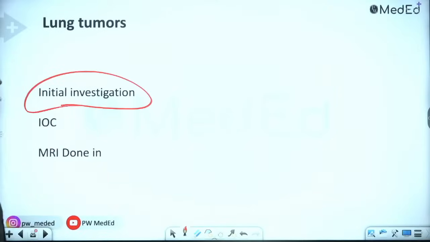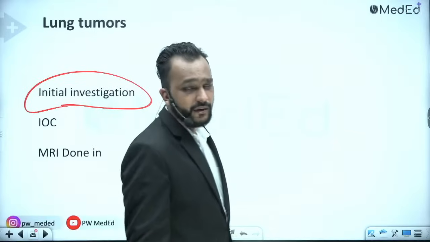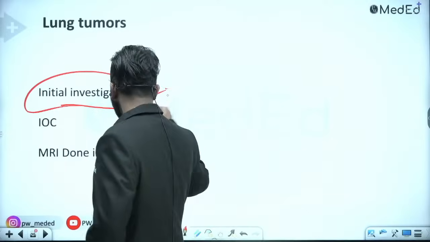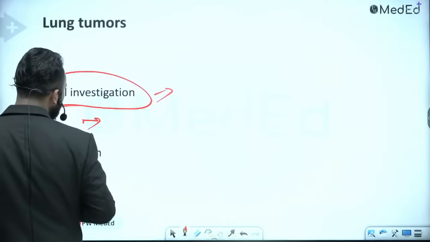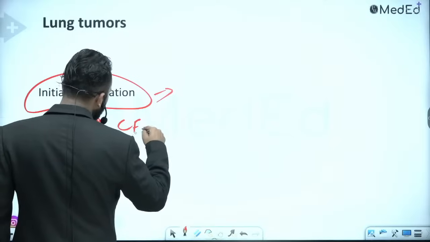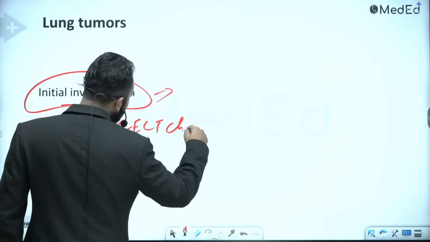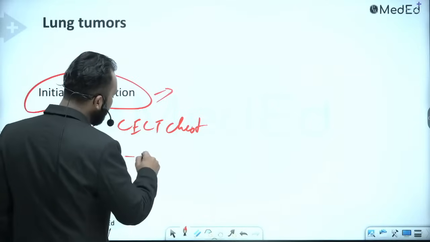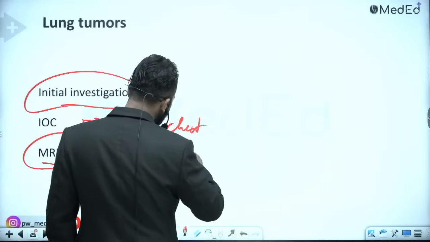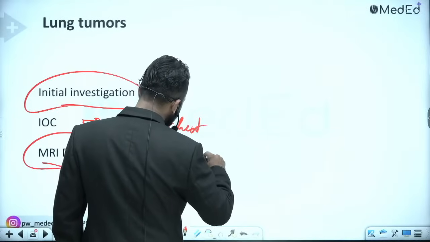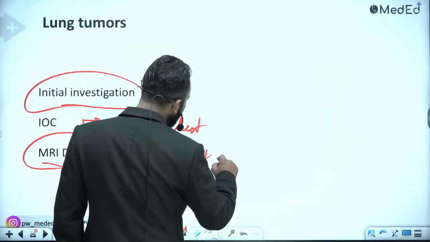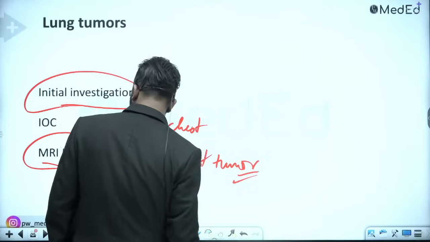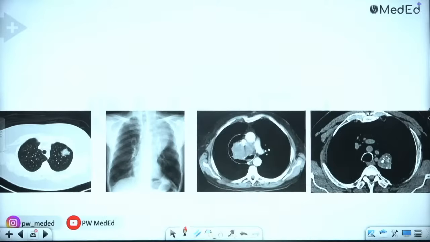So let's discuss 3-4 very important points about lung tumors. Initial investigation is chest X-ray. Investigation of choice is CECT chest, right? And MRI is done in a patient with Pancoast tumor when there is involvement of the brachial plexus. To see the brachial plexus involvement, we will do MRI in these patients, right?